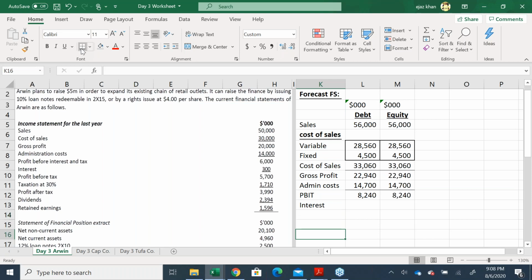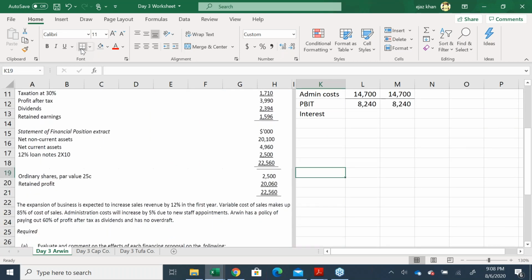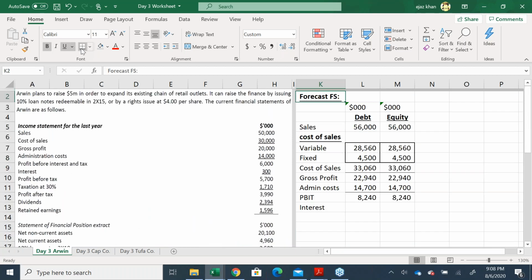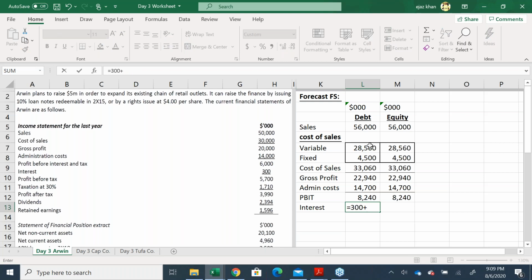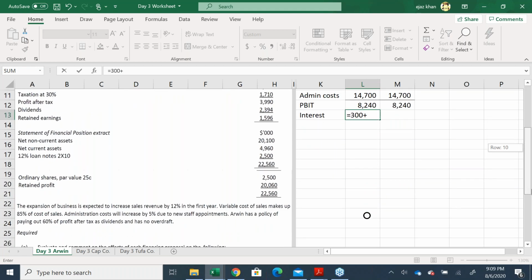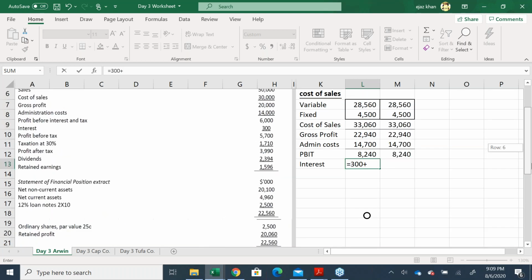Okay, now let's come to the interest part. What is the existing interest? And then definitely if we are going with the debt finance, a further interest will be added. The existing interest is 300. So 300. And then we will be adding a further interest because we are in the debt column. So 5 million has to be raised, and 10% loan, 10% will be the interest rate. So may I know at what rate they are going to issue? Will they be issuing at par or what?